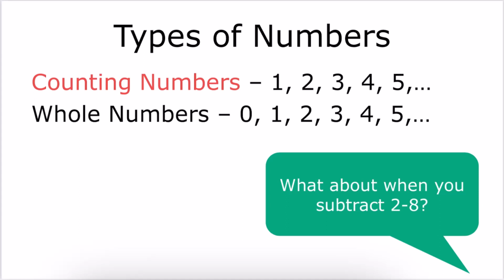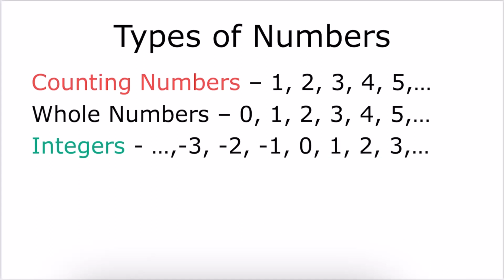And this idea that the set of whole numbers is not closed under subtraction made us invent the next type of number, which is the integers. So the integers include all of the counting numbers and the number zero, and it also includes all of the negative versions of the whole numbers. So, like -1, -2, -3, and so on.